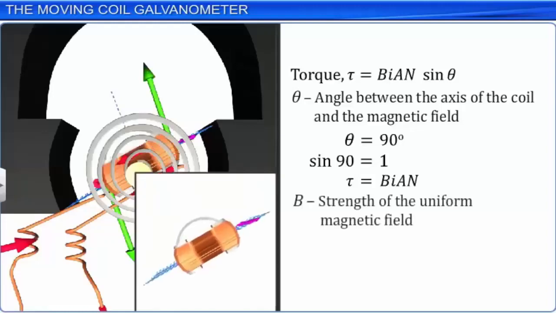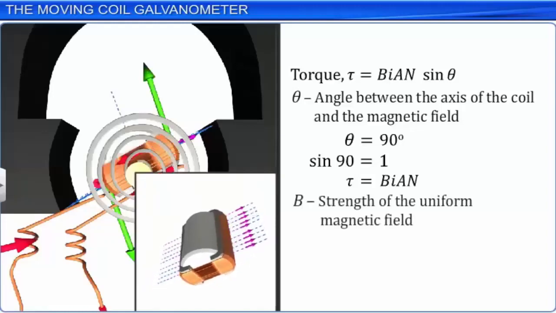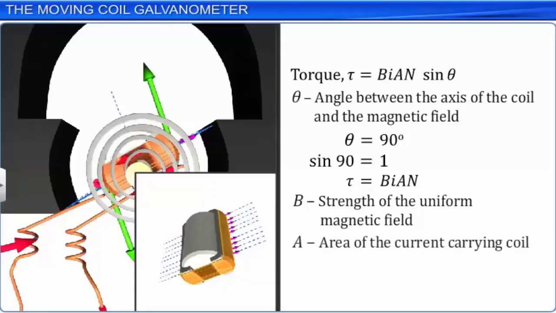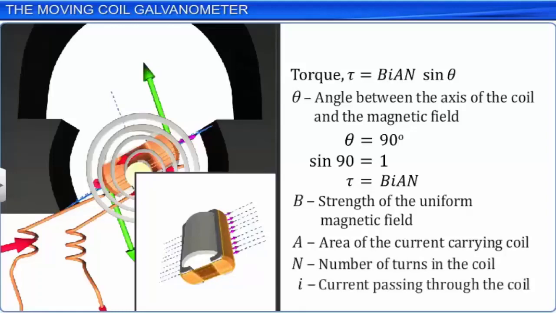where B is the strength of the uniform magnetic field, A is the area of the current-carrying coil, N is the number of turns in the coil, and I is the current passing through the coil. Let this be equation 1.